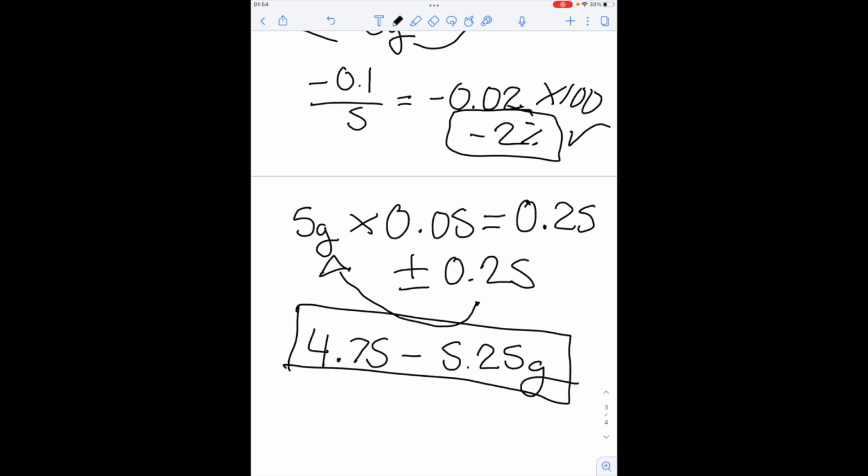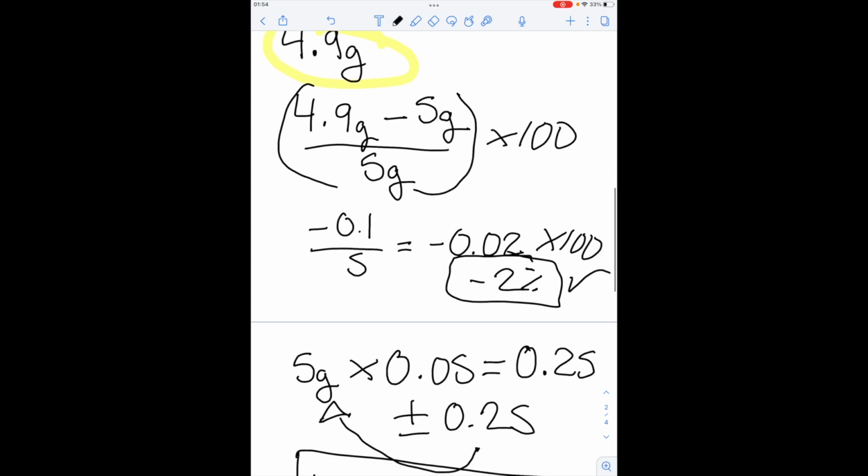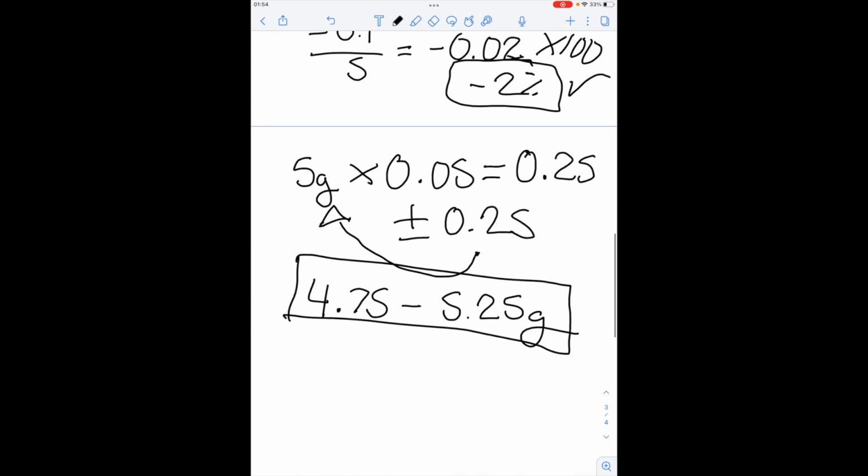And remember, we measured 4.9 grams. That was our original measurement. We were trying to figure out if that would check out. So as you can see, 4.9 grams would fit in this range, so it checks out.